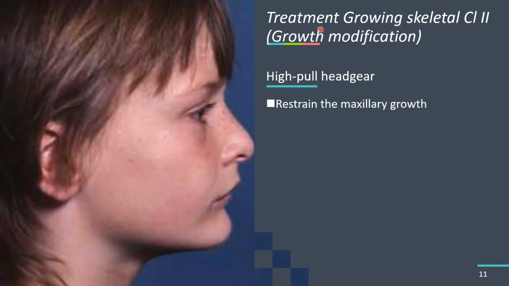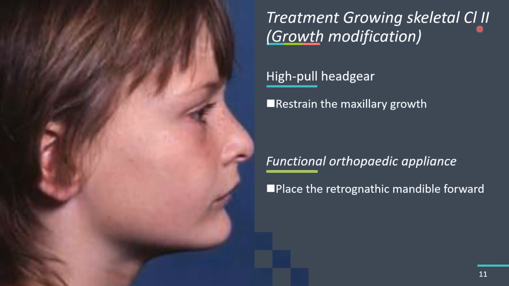For the treatment of growing skeletal class 2, the patient who has not reached the maximum growth spurt, or the pre-adolescent patient, the treatment modality for these cases is called growth modification. That means we modify the growth of the maxilla or the growth of the mandible to correct the class 2 skeletal cases.